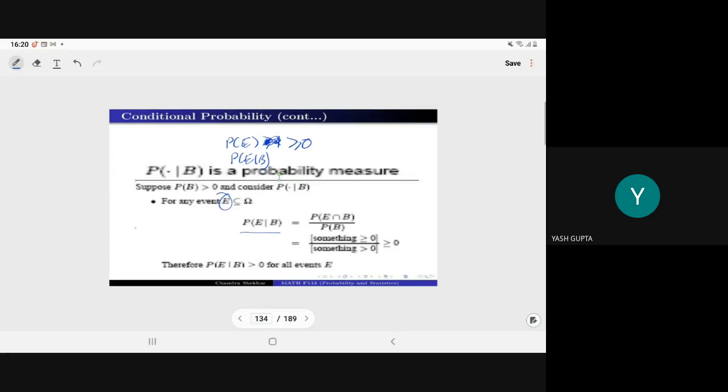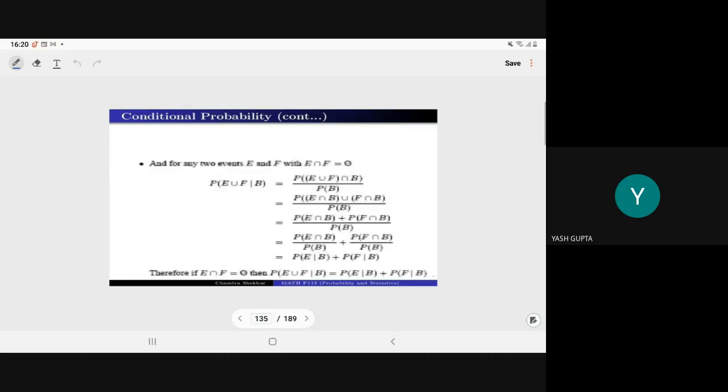So here the numerator and denominator are both non-negative, right? So their ratio will also be non-negative. So this implies it will be non-negative. So it satisfies the second axiom also, the axiom of non-negativity. Then what is the third axiom?